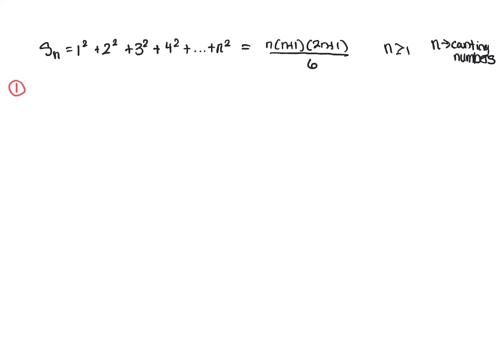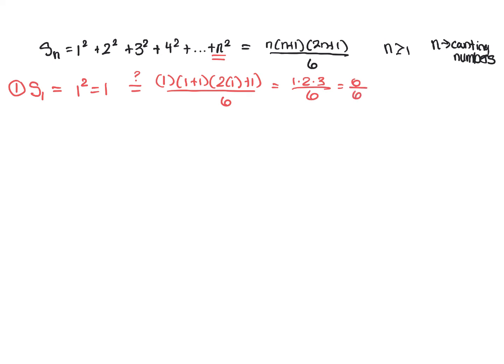So piece 1 is that we have to show it's true for S sub 1. So S sub 1 is going to equal, take that formula, plug in a 1 squared. 1 squared equals 1. Now you're asking, does that equal my formula? My formula says all the n's need to become a 1. And this is going to equal 1 times 2 times 3 all over 6, which is 6 divided by 6. And look, by golly, 1 equals 1. We proved it. So there's the first step.